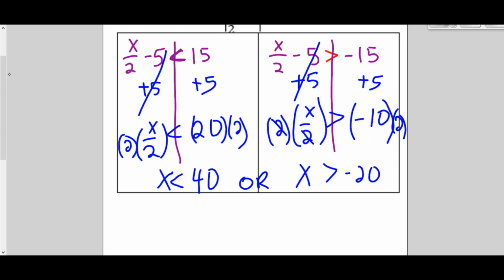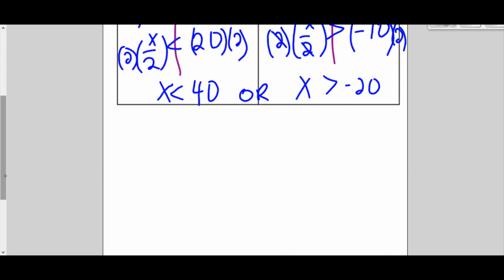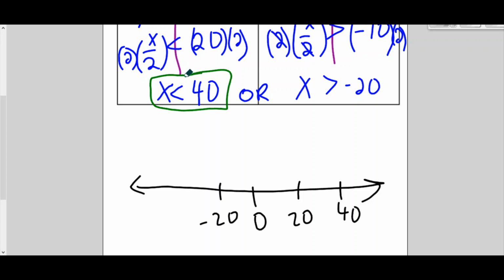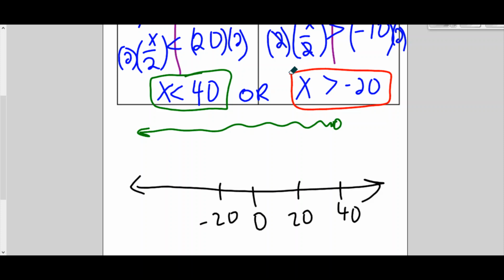I'm going to graph the solutions to this one on a number line since it's an inequality. So here's my number line. I'm going to call this 0, 20, and 40. And I'll call this over here negative 20. So I'm going to plot each of these on the number line. I'll plot the first one, x is less than 40, in green. So x is less than 40. So open circle at 40, shade to the left. For the next one, I'll do it in red. x is bigger than negative 20. So open circle, shade to the right.